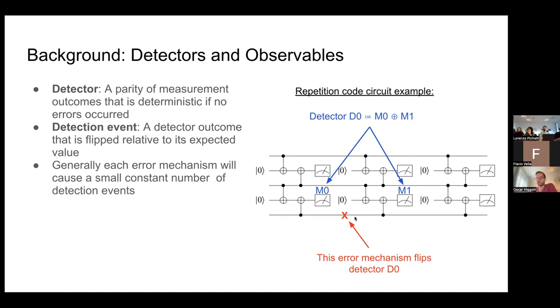This error mechanism will cause only, in this case, one detection event to change. Normally, it's a small constant, say up to four. And likewise, every detector is normally flipped by some small constant number of possible error mechanisms.